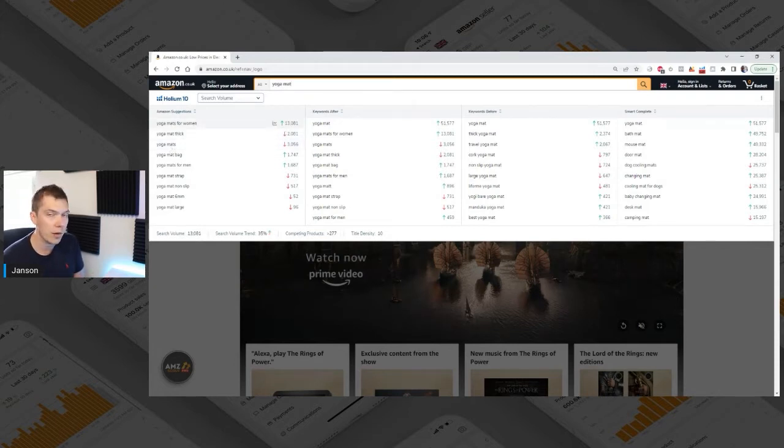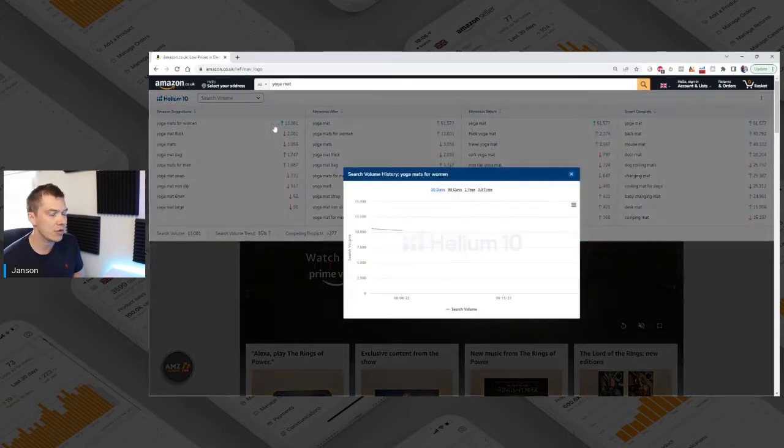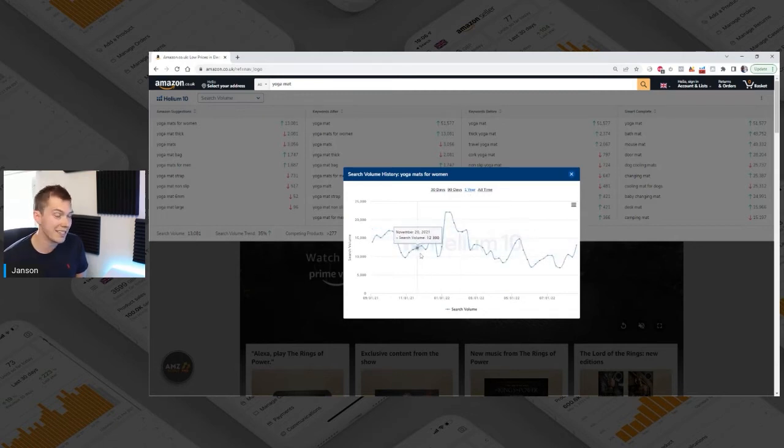And what's also amazing is you can press this little icon here and it will show you the historical trend of that keyword. Now, why is that important? It's important because it will allow you to understand whether the product that you're looking to sell or the keyword is trending or seasonal or just surging in popularity for whatever reason. Now, typically speaking, when we're looking to sell products on Amazon, we want to be selling products that sell consistently all the way through the year.